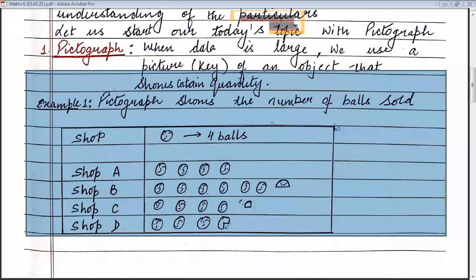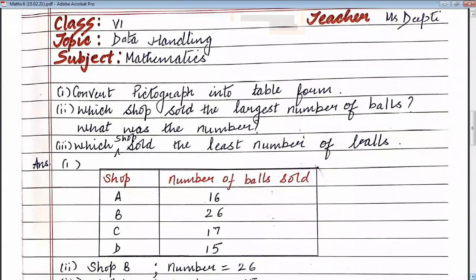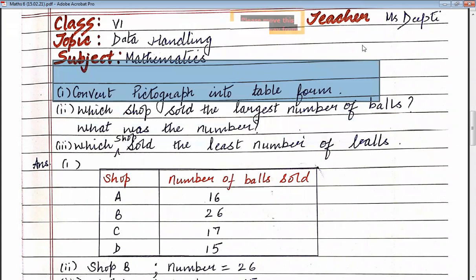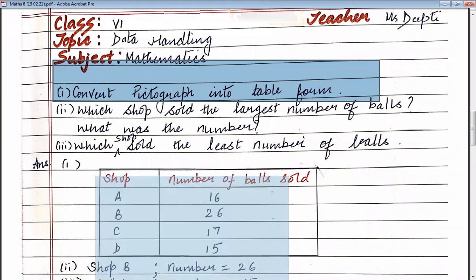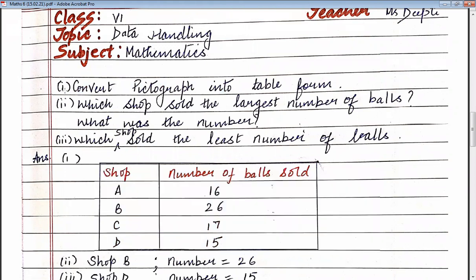Now let's go to our questions. First, you have to convert the pictograph into table form. You have to represent all the things in the table form. We have already discussed that shop A sold 16 balls, shop B 26, shop C 17, and shop D 15. Now let's read question number 2.